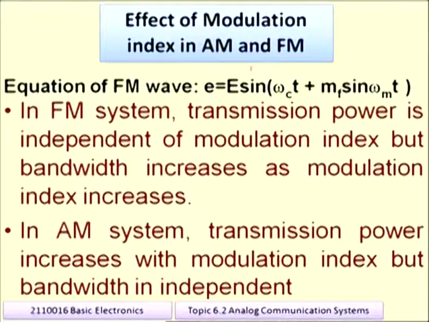Because as we have seen, the bandwidth required in an AM system is 2fm. Here fm is the highest frequency of the modulating signal or information signal. If you are considering a speech signal, then the highest frequency is 3.4 kilohertz, so the bandwidth required to transmit the speech signal is 6.8 kilohertz. It will not change even if you change the modulation index. If you are transmitting an audio signal of 10 kilohertz, it requires 20 kilohertz for an AM signal. It will not change if you change the modulation index.